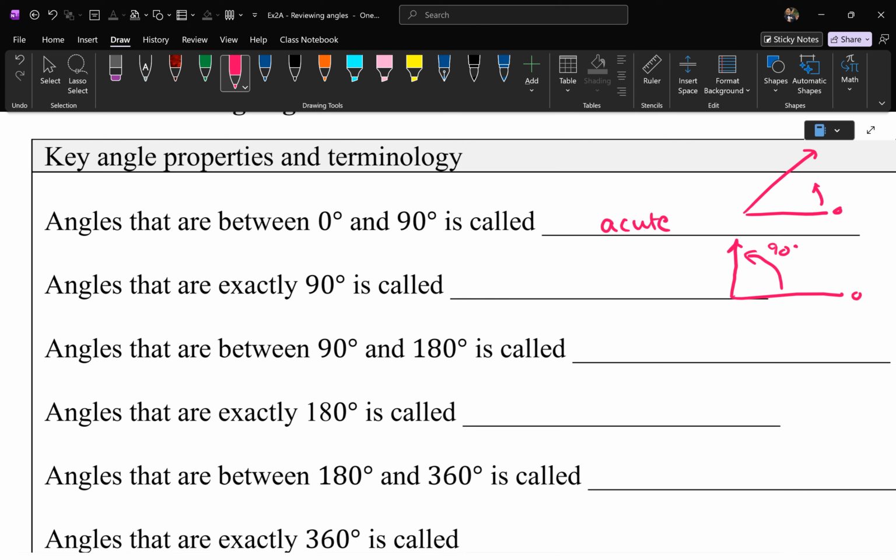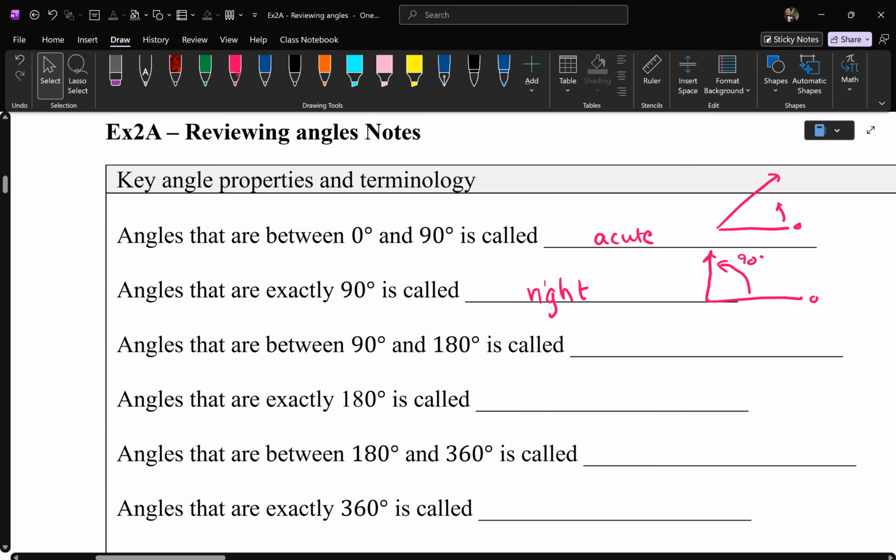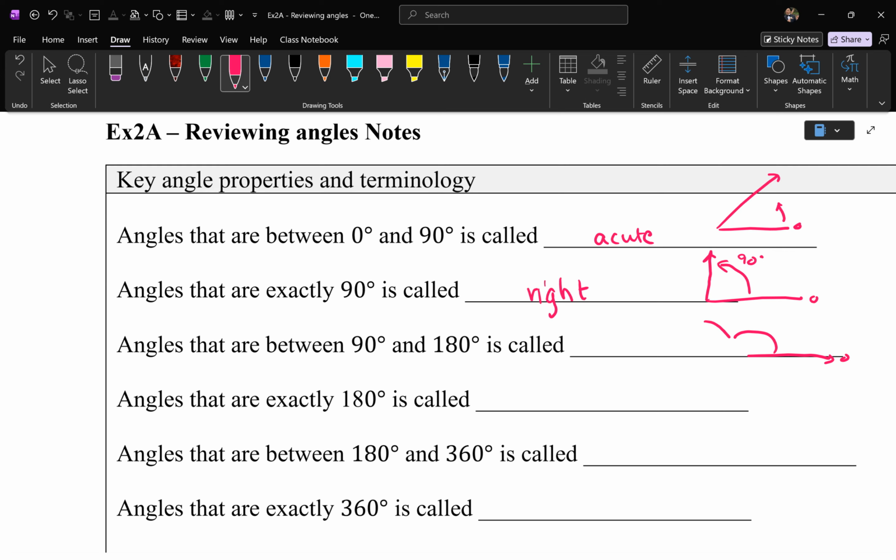What is this called? Can I please have Zave? It is called a right angle. Very good. Next one, angles that are between 90 degrees and 180 degrees. So again, same thing, starting off with 0. And I'm going to rotate past the 90 degree point, but less than the 180 degree point. What is this called? Let's go with, yes, Harley? Obtuse. Very good. This is called obtuse.